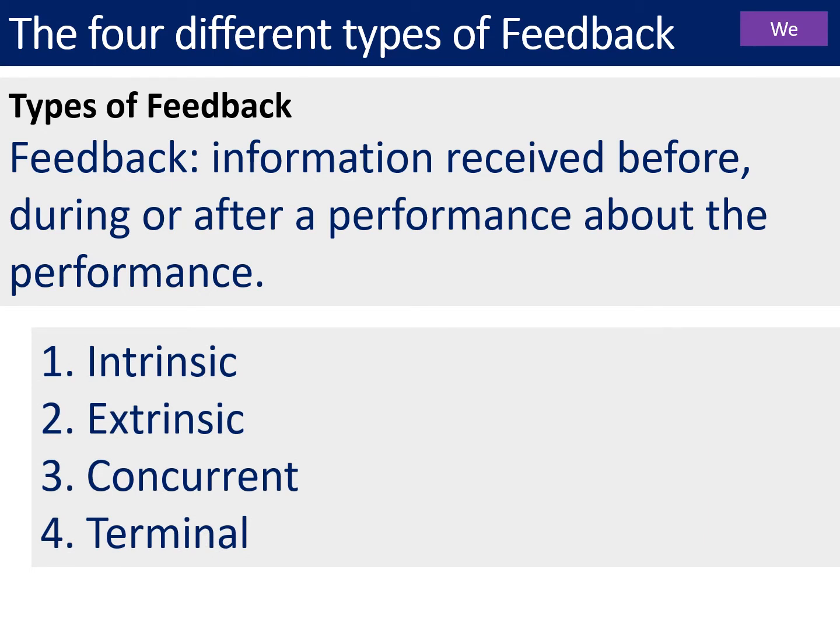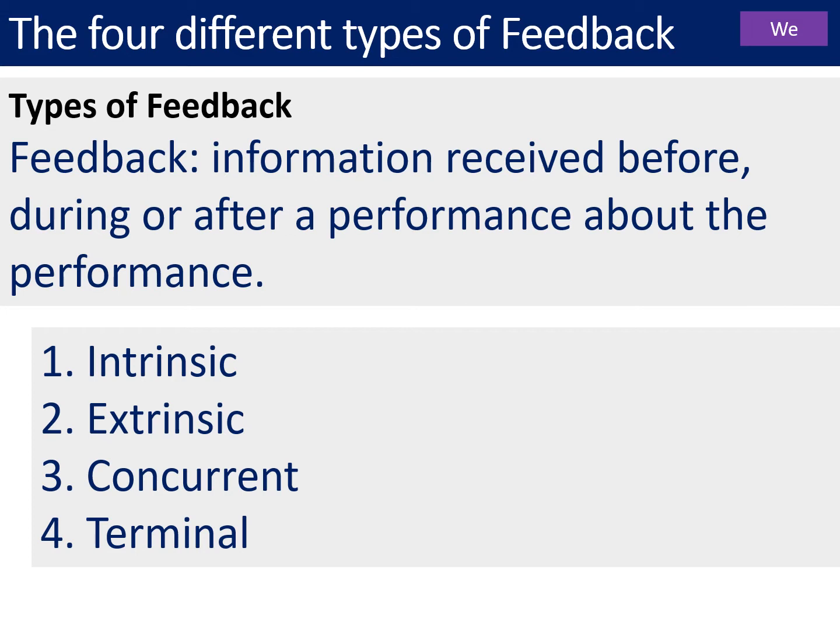Now, there are 4 different types of feedback. These are the 4 that you need to know: intrinsic, extrinsic, concurrent, and terminal. So maybe you want to spend some time just trying to remember these. Intrinsic and extrinsic, probably you will be able to understand and pin that to some knowledge that you've got already. But concurrent and terminal may be new ideas that you learn from in this lesson.